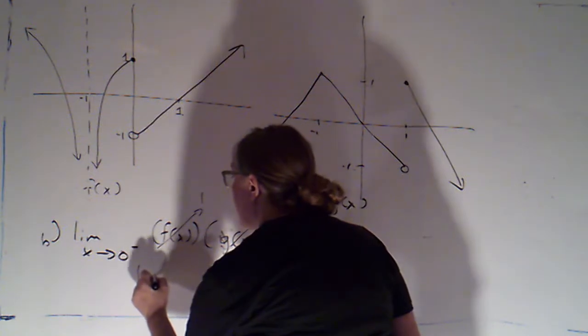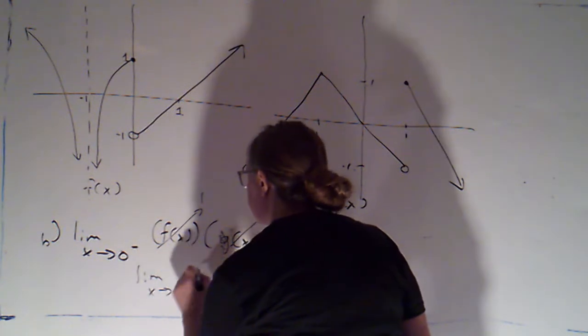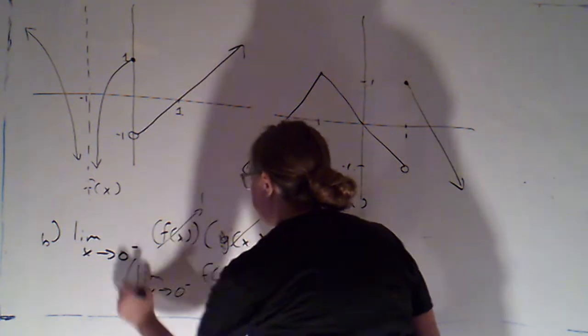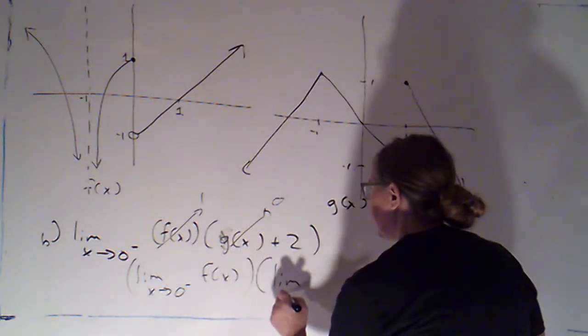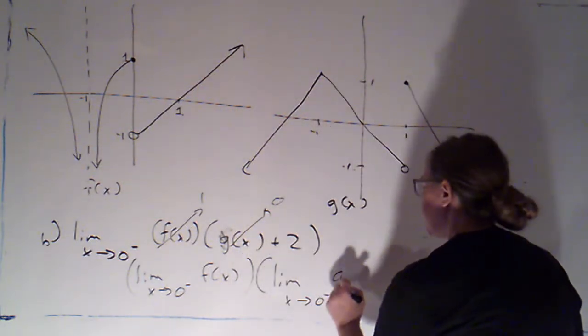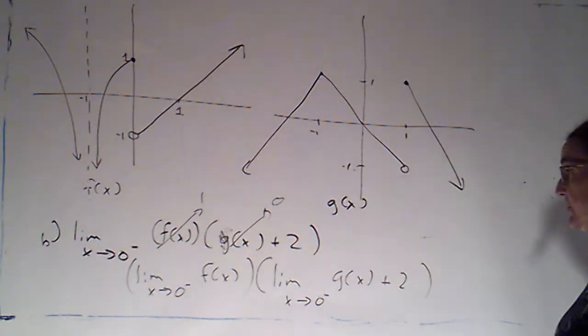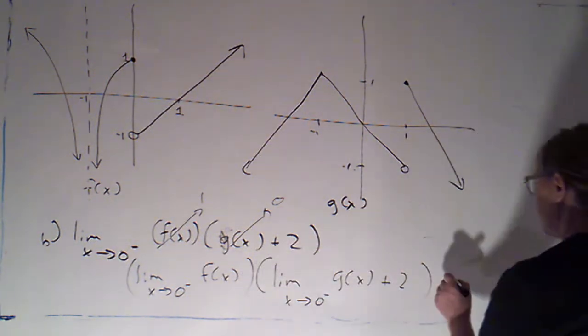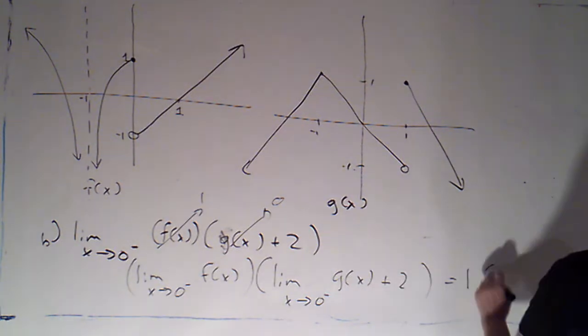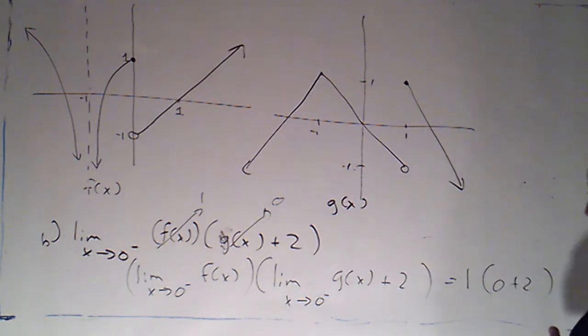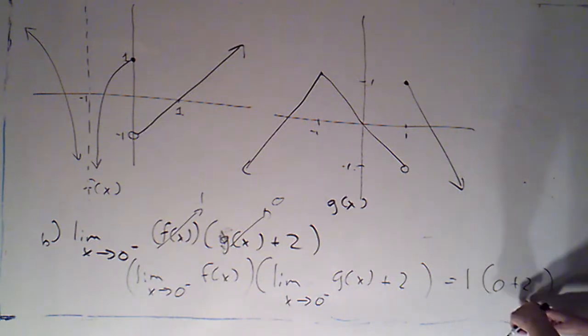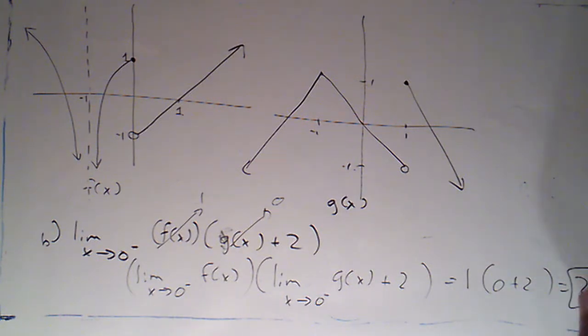So I could, if I wanted to, say this is the limit as x goes to 0 from the left of f of x times the limit as x goes to 0 from the left of g of x plus 2. Perfectly acceptable. Okay. This limit is just 1 times, this is going to be 0 plus 2. 1 times 2 is going to give me 2.